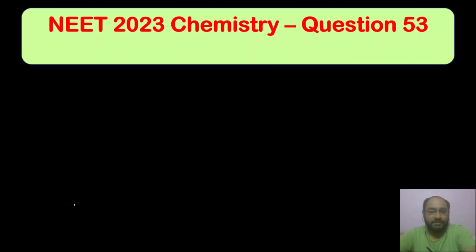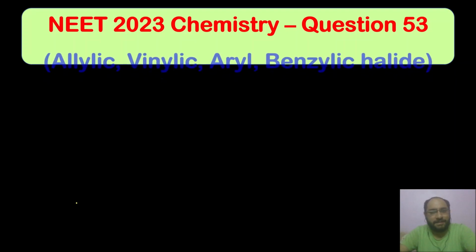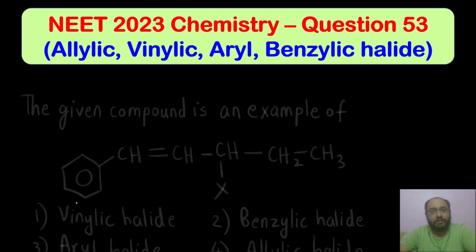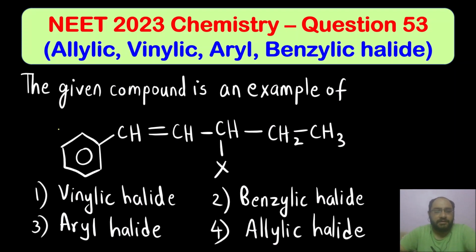So in today's video, we are going to solve question 53 of the NEET 2023 chemistry paper, which is based on the different types of halides. How do you identify alkyl halides, whether it is allylic, vinylic, aryl or benzylic halide? So this is the example, that is the structure of the compound that is given, and we have to identify whether it is vinylic, benzylic, aryl or allylic halide.